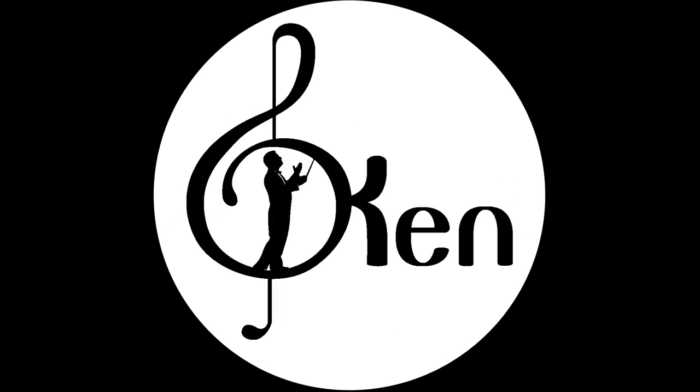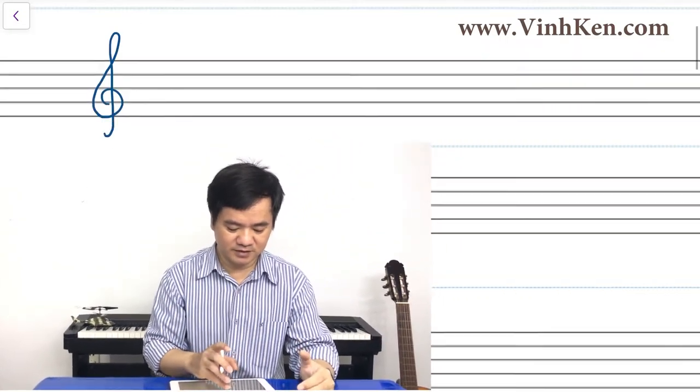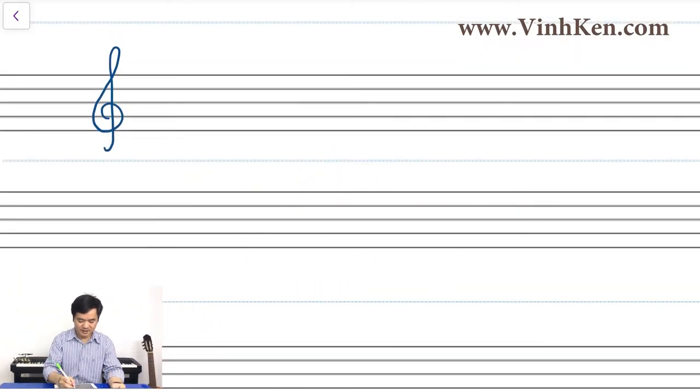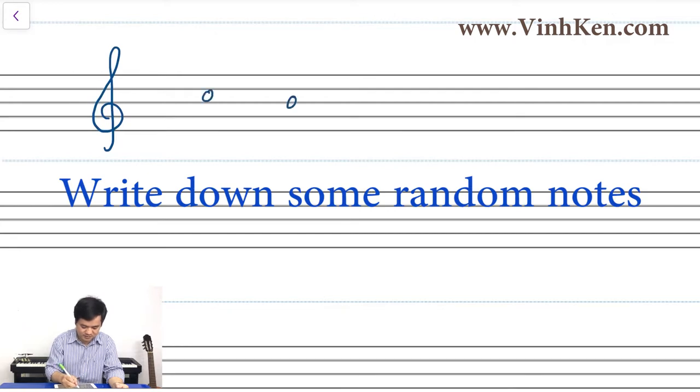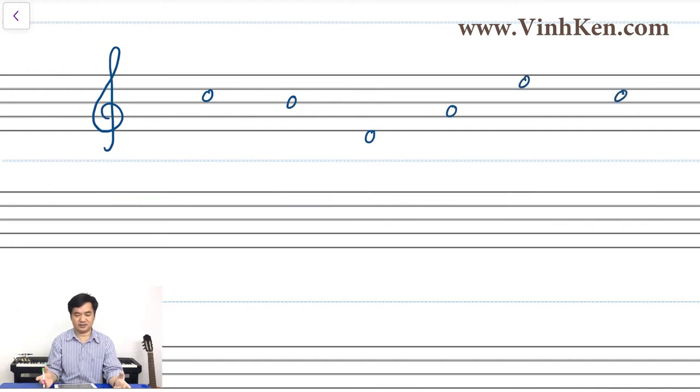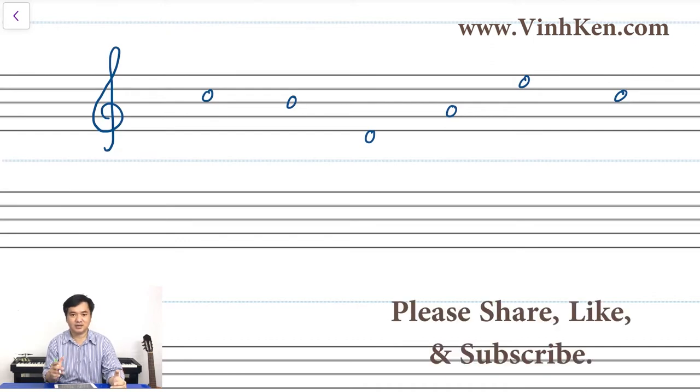In this video, I would like to show you how to practice recognizing the notes in the music score, okay? Now, this is a treble clef I already drew, and I have random notes, just random notes. Very easy, I just write random notes. I don't know what they all are. Okay, see like that. And how do I practice recognizing these?